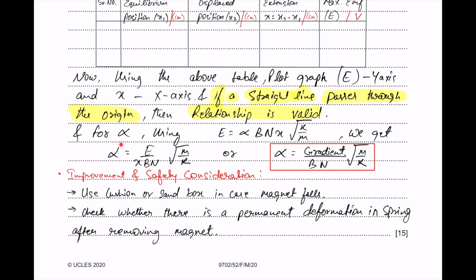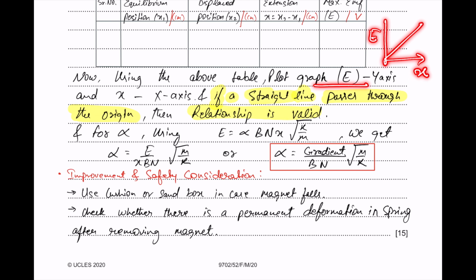Now the first part we have done, that is to determine the relationship between E and X by planning the experiment. Now to determine the value for alpha, the given equation is this. So alpha can be written as E upon X B and under root M by K, or alpha is E by X. The graph we have plotted is E here and X here.